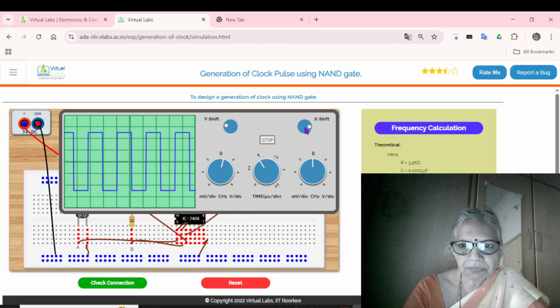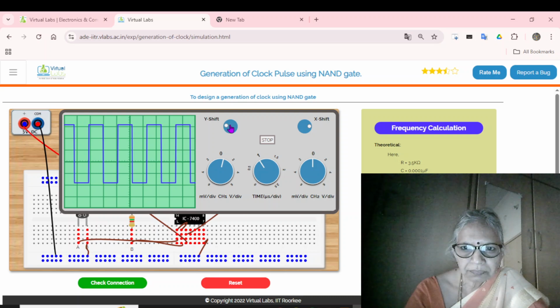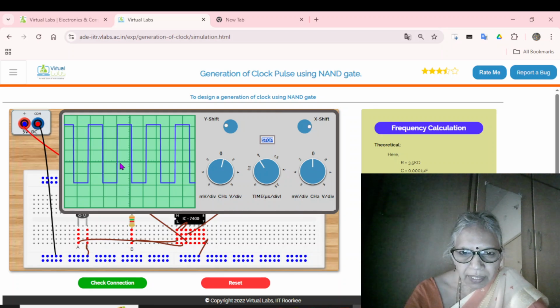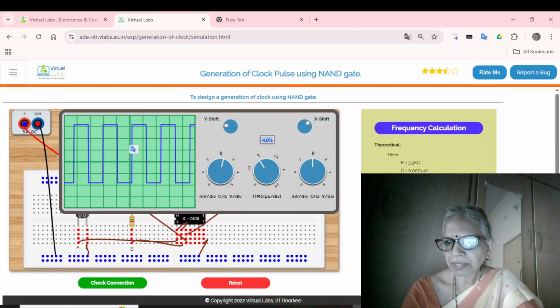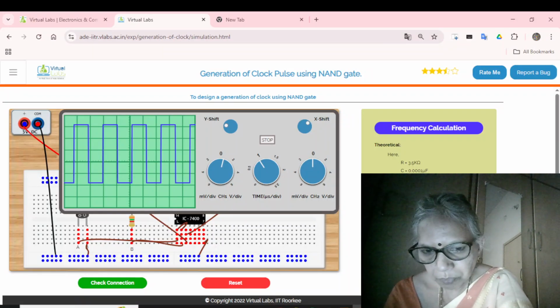So you can shift, X shift. From here to here is your time period. So 1, this is 2, 2.2, 2.25. So let me substitute here 2.25.